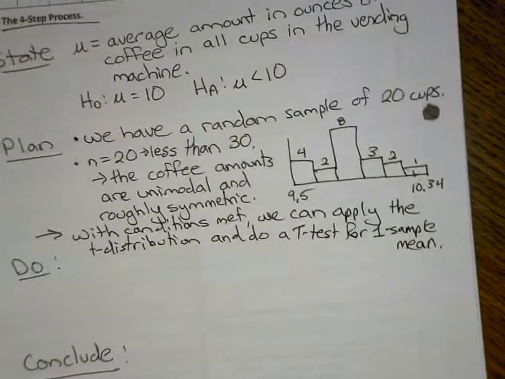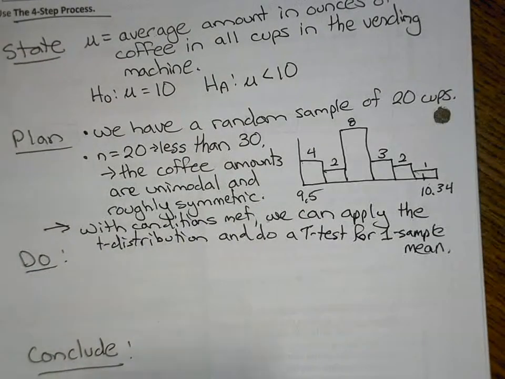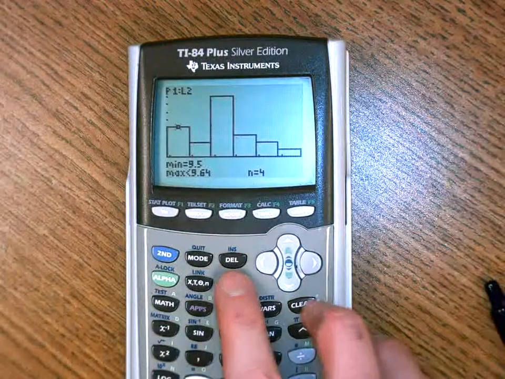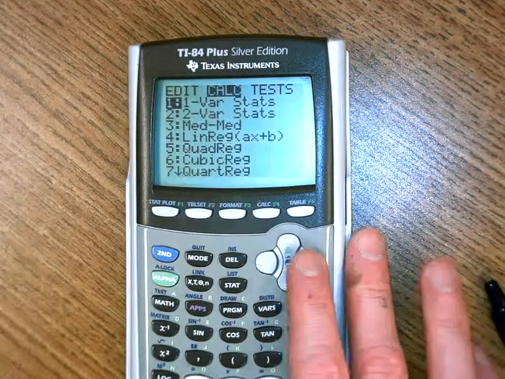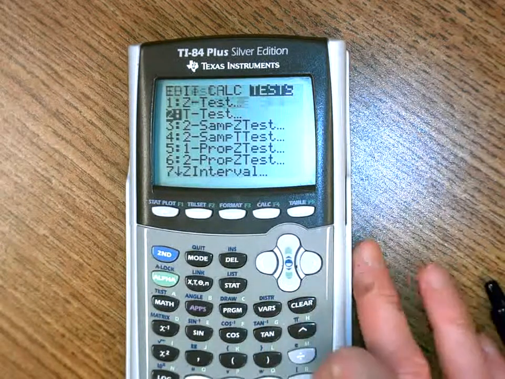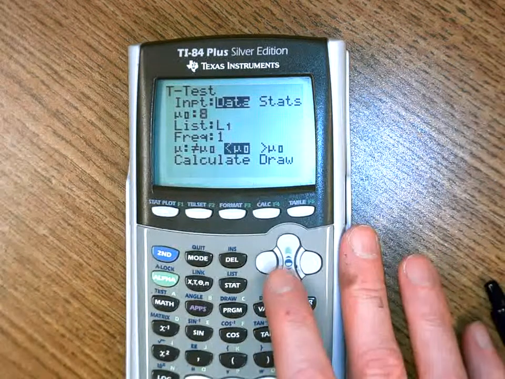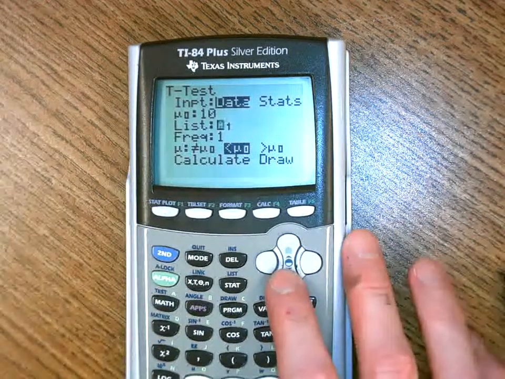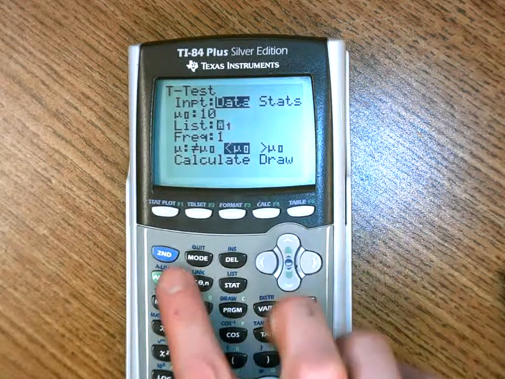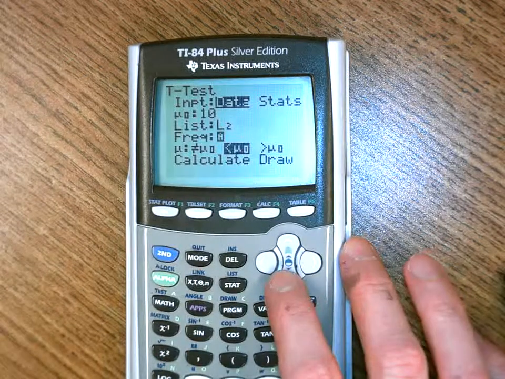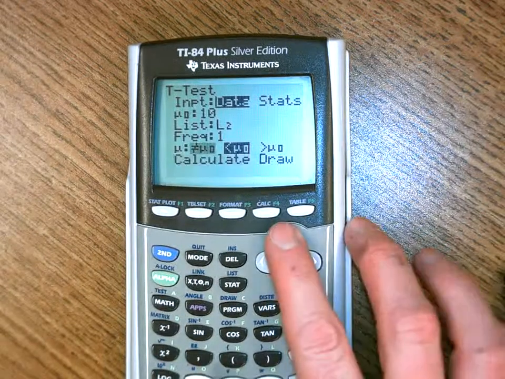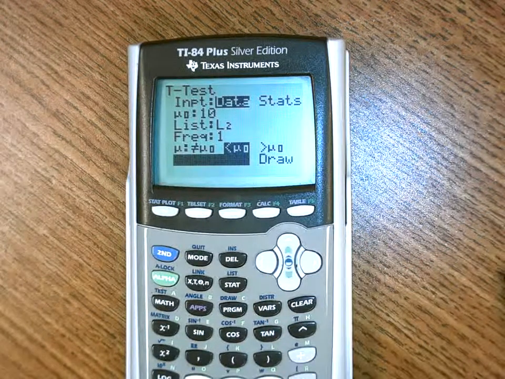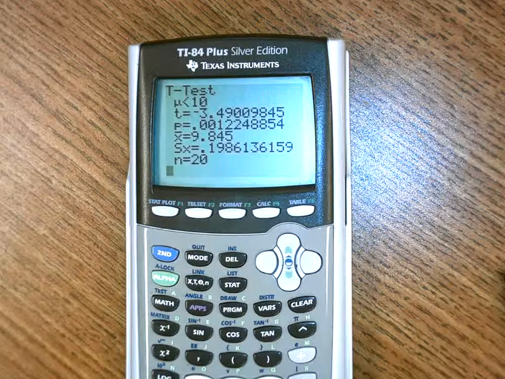Now, since you worked so hard, let the calculator do the rest of the work at this point. Go to the calculator, hit stat, go over to test, go down to t-test. We have data. We're told that the machine's supposed to give us 10 ounces of coffee. Our data is in L2, and we're thinking we're getting shortchanged, so we want that middle one that is less than what the population parameter says. Calculate, and there we go.